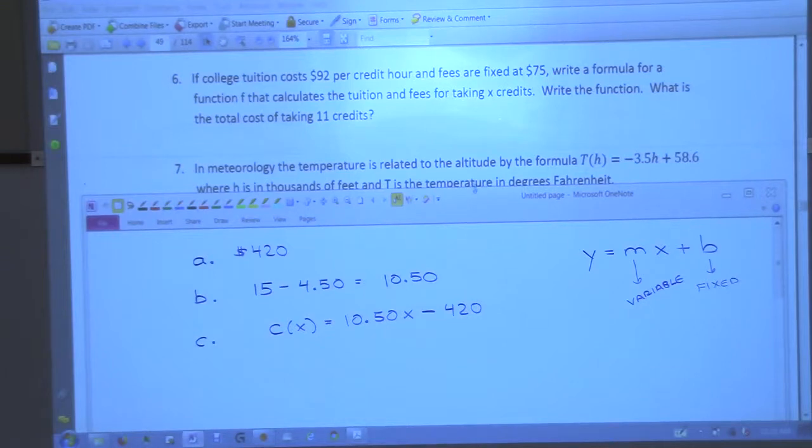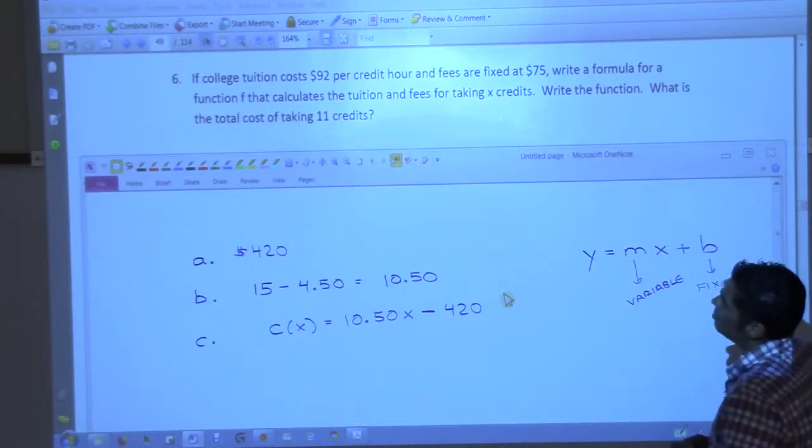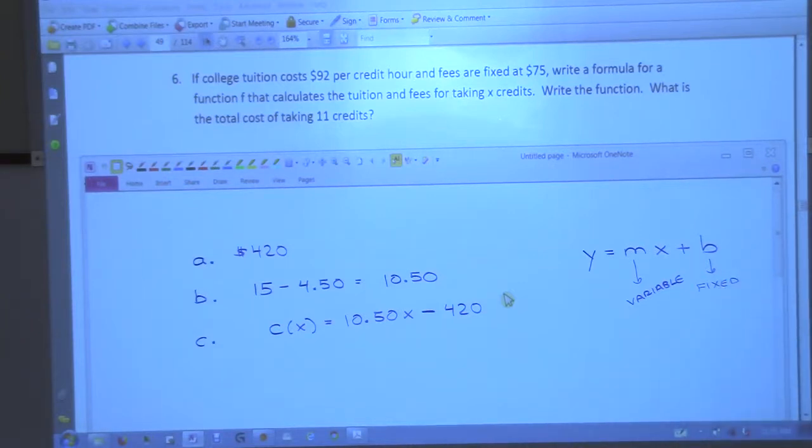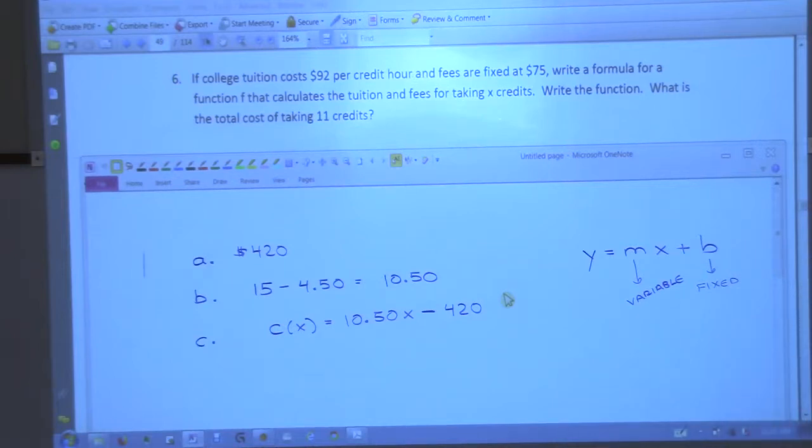All right, this one looks very much like one we just did. If college tuition costs $92 per credit hour and fees are fixed at $75, write a formula for the function that calculates the tuition and fees for taking X credits. Write the function. What is the total cost of taking 11 credit hours? So since we've done one just like this, why don't everyone just take like 2 minutes, come up with your function, and see if you can get that last question answered. The total cost of taking 11 credit hours.